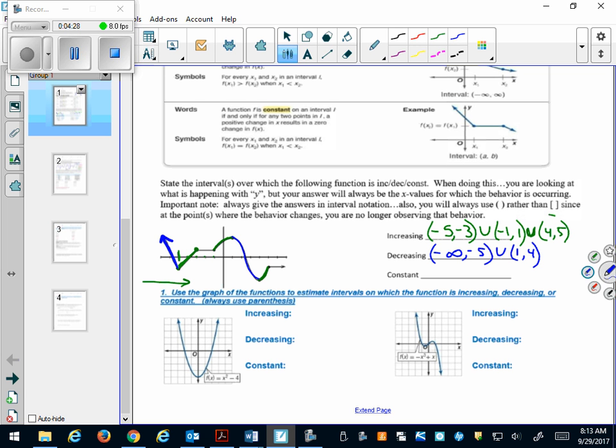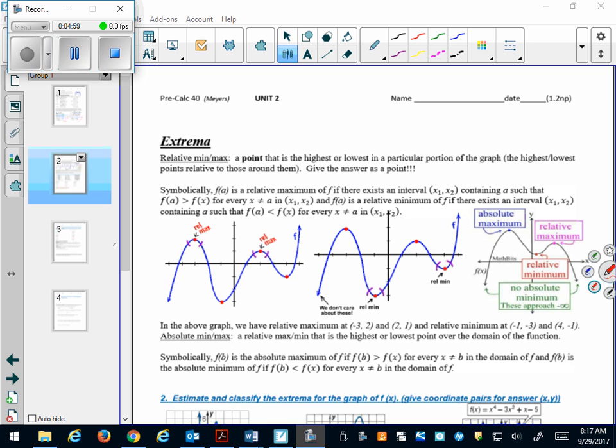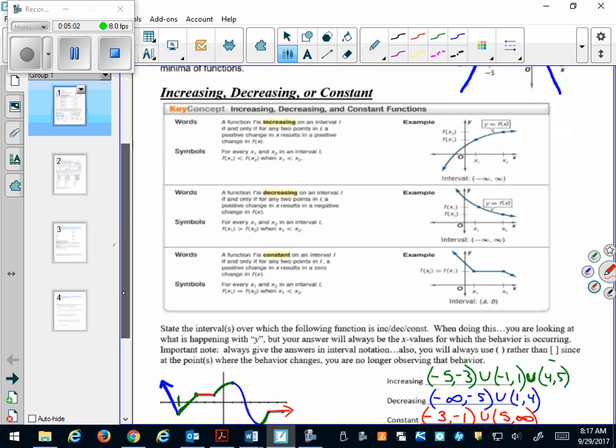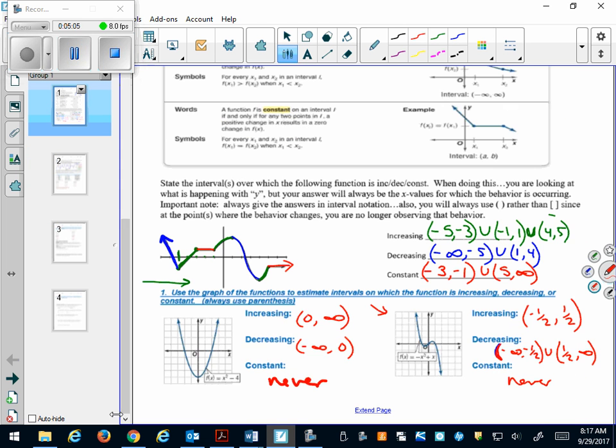And now the last thing is constant. And those are just the flat lines. And that's really just going to fill in the spots we haven't talked about yet. So between -3 and -1. And then from, what are we at, 5? 1, 2, 3, 4, yeah, 5 to infinity. That make sense? So then if we talk about extrema on the next page, I'll just show those answers on the video really quickly.